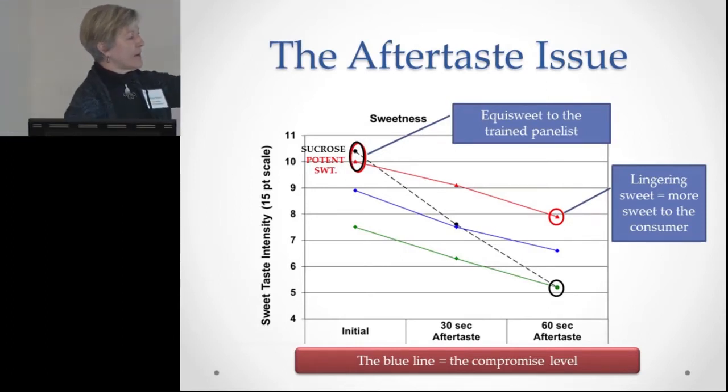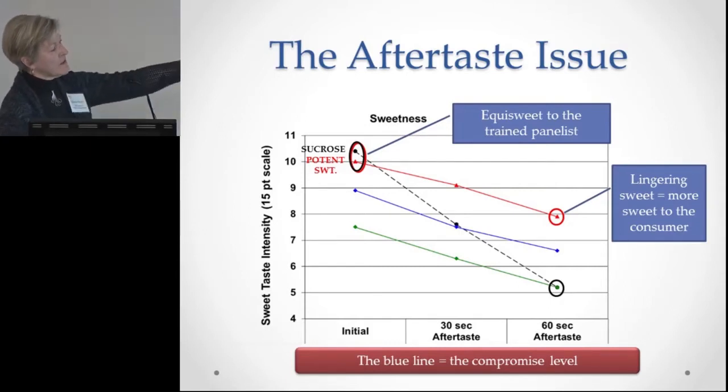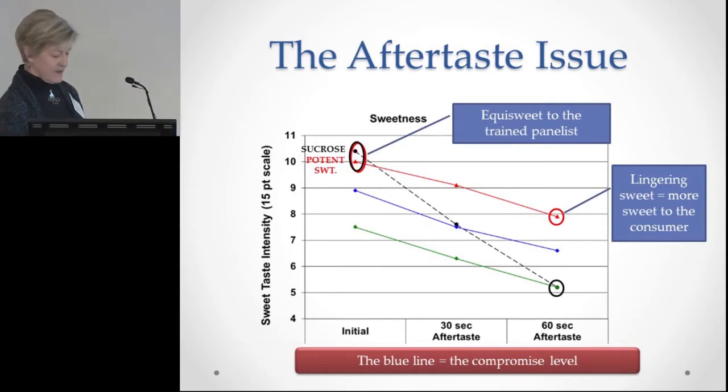You can see at the top, we had very carefully calculated how much we needed to include of this potent sweetener. We still had a little bit of sugar in there to be equivalently sweet. And so the sucrose line is the black dashed line. The potent sweetener we launched with was the red line. And I think you can see my story right away.